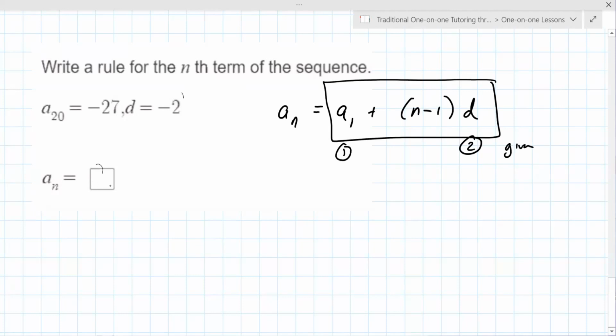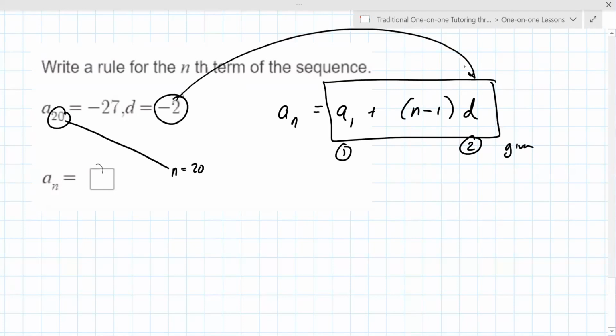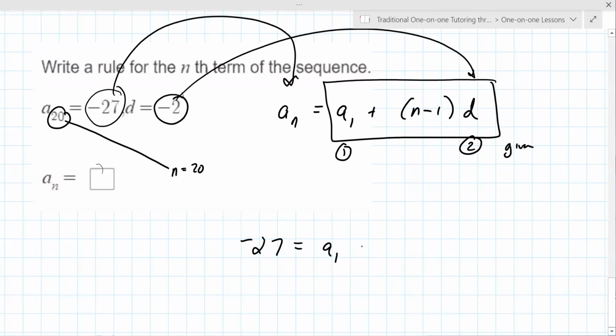But to fill in this box right here, you need a1 and d. Okay, so we're going to get it. This right here tells you that n is 20, d is -2. I think this is the hardest part, but try not to overthink it. -27 ends up being this thing on the left here. So it's -27 equals a1 plus 20 minus 1 times -2. I filled in 3 positions.